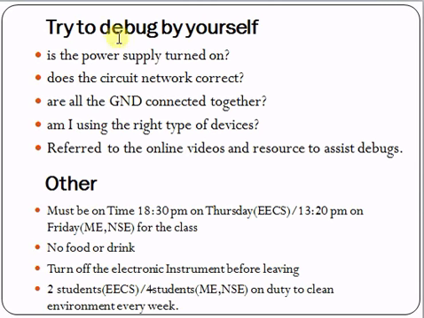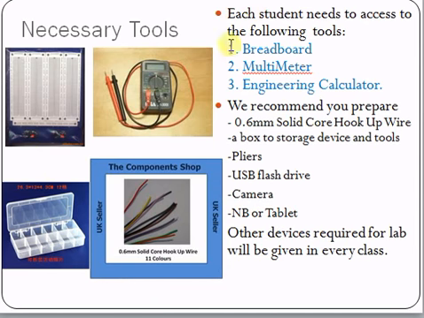One of the most important things you should learn is how to debug by yourself. Here are some useful tips that you should check. Remember that you must be on time for class. Food and drink are not allowed in the class. Before the lab, you will need to have access to a breadboard, multimeter, and an engineering calculator. We also recommend you prepare the following tools. Other materials that are needed for the lab will be provided when class starts.